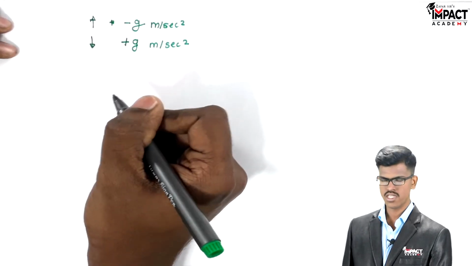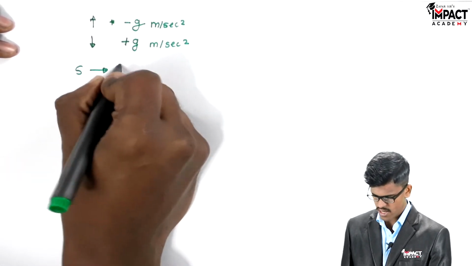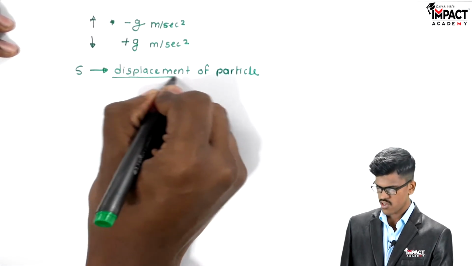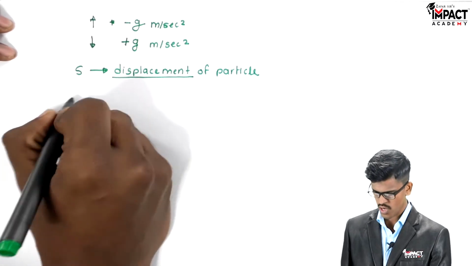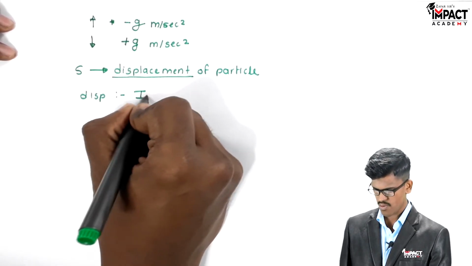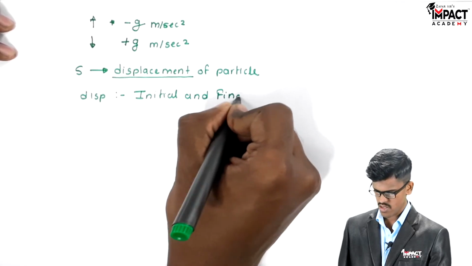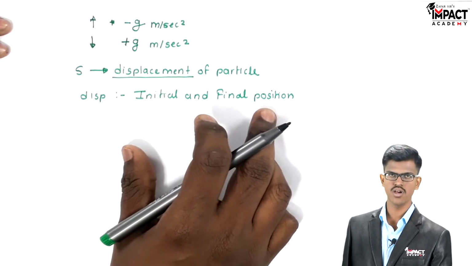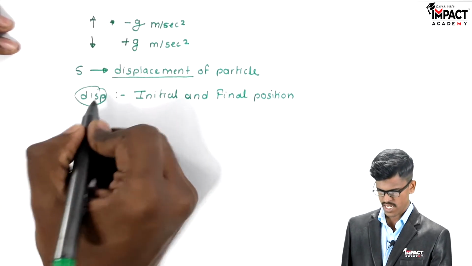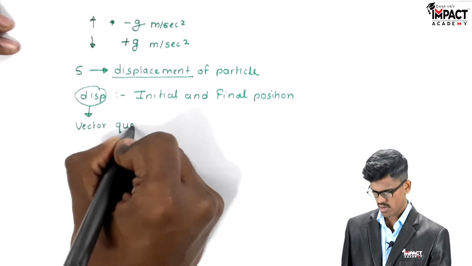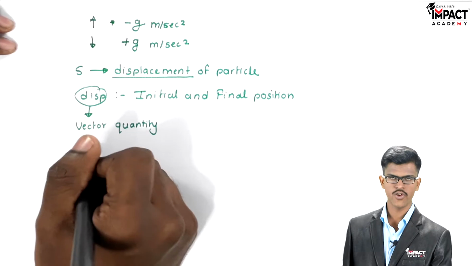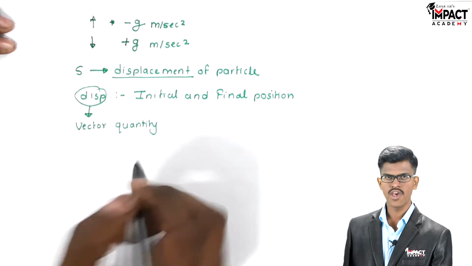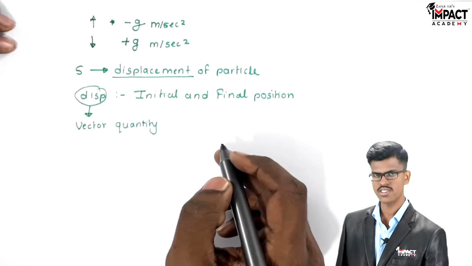In Newton's equations of motion, S is the displacement of the particle. Displacement depends only on the initial and final position of the particle, and displacement is a vector quantity, meaning it has magnitude as well as direction. So if direction is involved, we have to consider sign convention. So what is the sign convention?